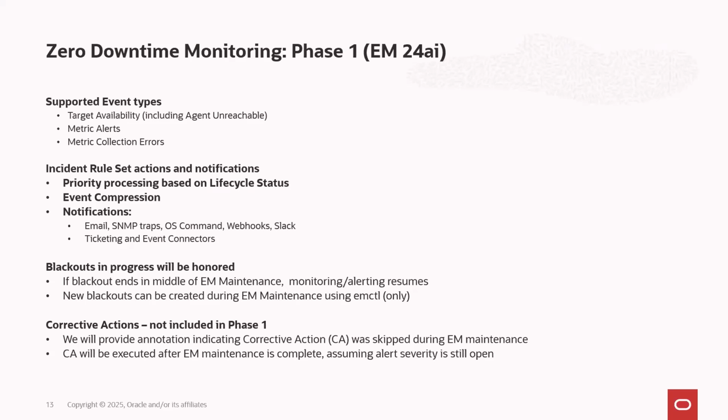For corrective actions, this is not in our phase one. If a corrective action did need to trigger and this happened during the maintenance period, then we will provide an annotation indicating that the corrective action was skipped because EM was under maintenance. But then after EM maintenance is complete, at that point, assuming the alert severity is open, then the corrective action will be executed at that time.